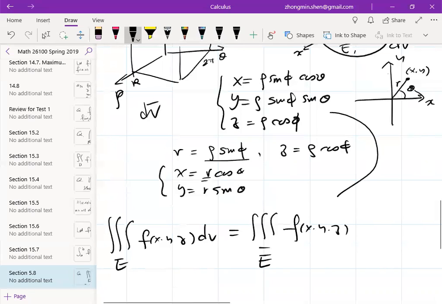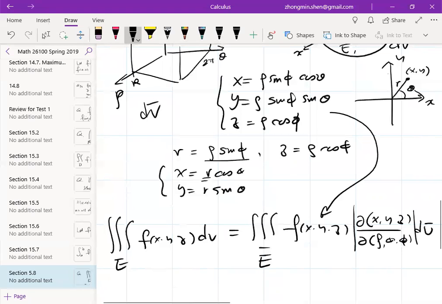And what I have here as the additional part is going to be the determinant of x, y, z with respect to rho, theta, phi, and then dV bar. And what does that mean? This is a derivative of the map.